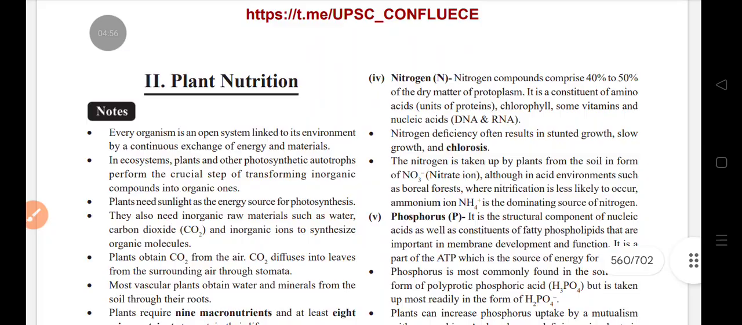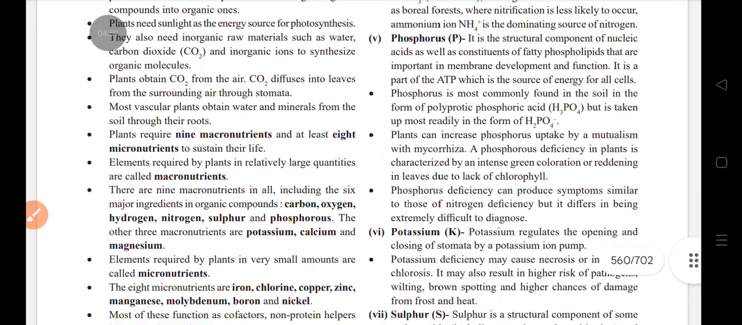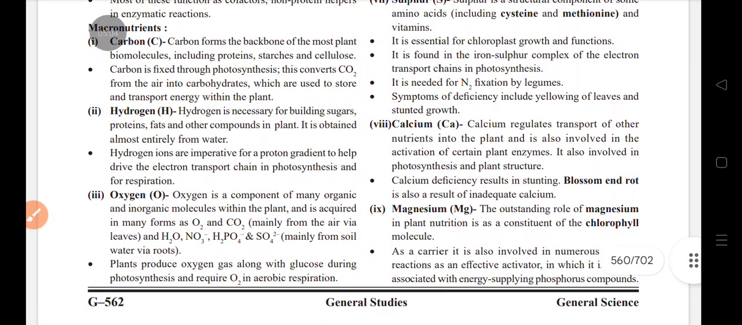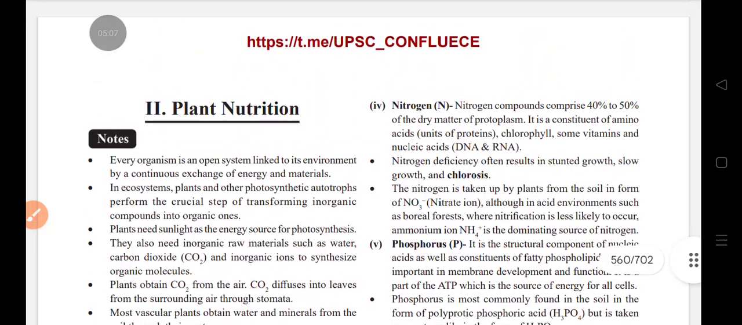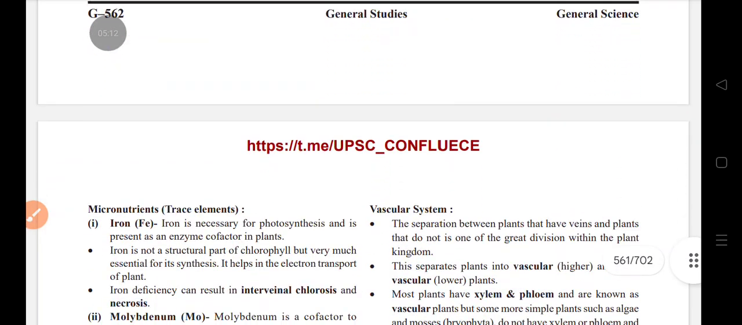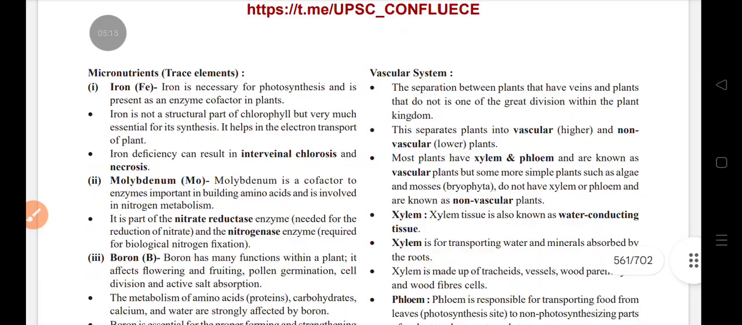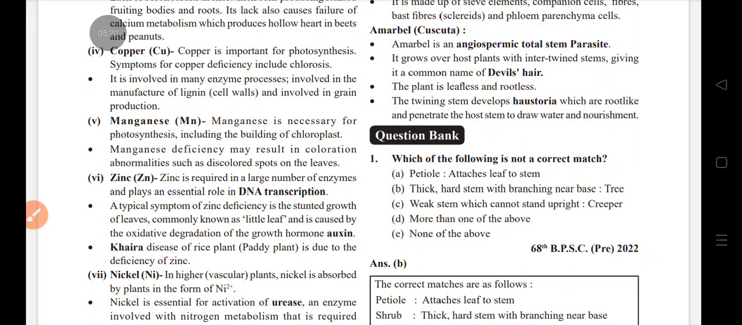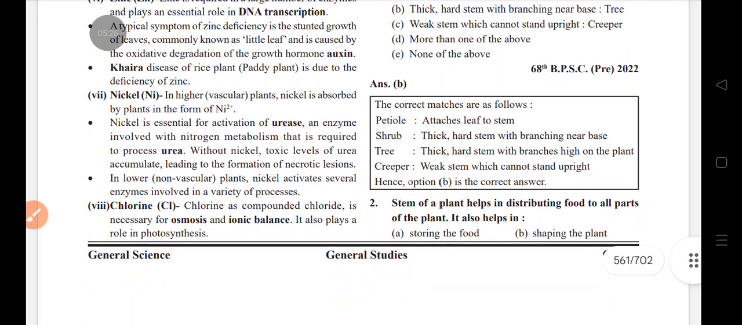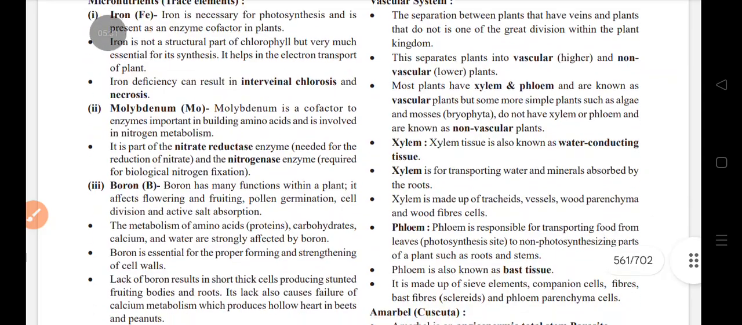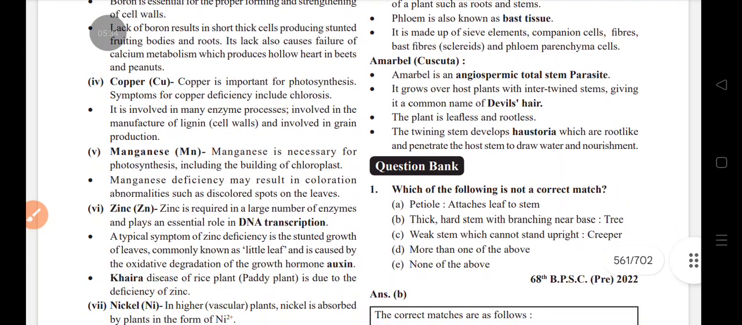Plant nutrition. Macronutrients: carbon, hydrogen, oxygen, nitrogen, phosphorus, potassium, sulfur, calcium, magnesium. Micronutrients: iron, molybdenum, boron, copper, manganese, zinc. Khaira disease in rice paddies is due to deficiency of zinc, nickel, chlorine. Parasitic plants: amarbel, cuscuta. Vascular system: xylem, phloem.